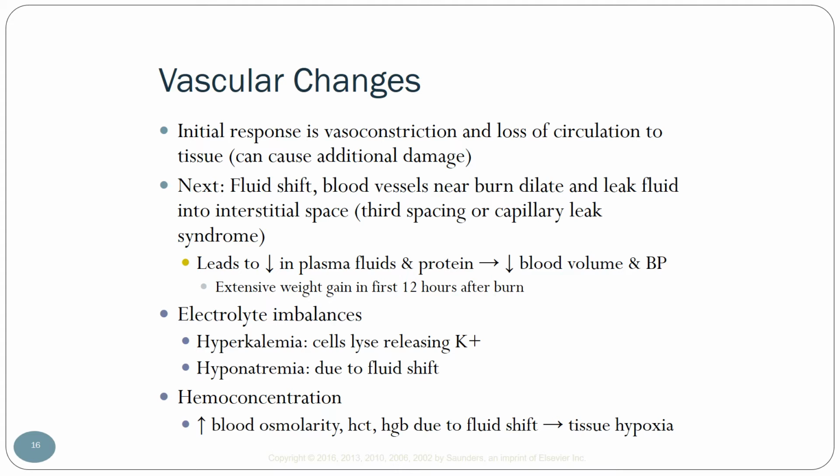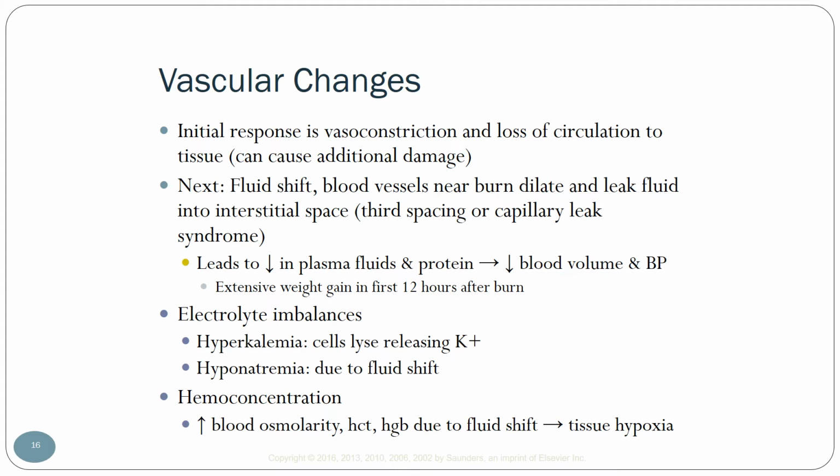Okay, when burn injury occurs, we're going to go through changes as they relate to each system. It's easier to break it down that way. So we've already talked about some of the vascular changes. Our initial response to any kind of injury is vasoconstriction with loss of circulation. This is to prevent bleeding. The same thing happens with a burn, even though there may or may not be bleeding associated with it. And this can cause additional damage because we're vasoconstricting an area that needs some circulation.